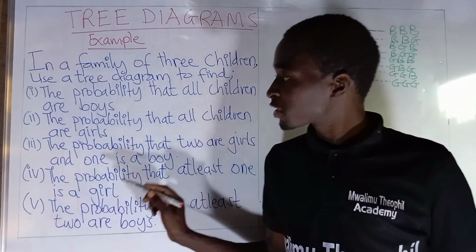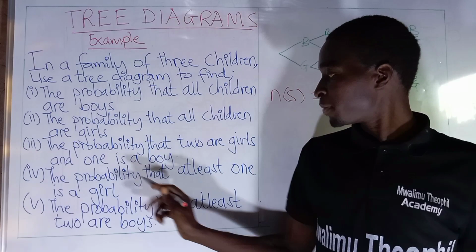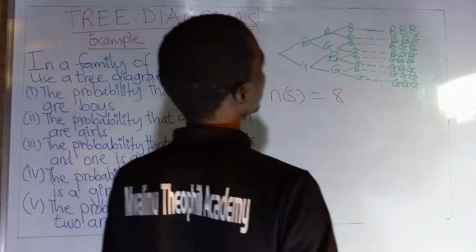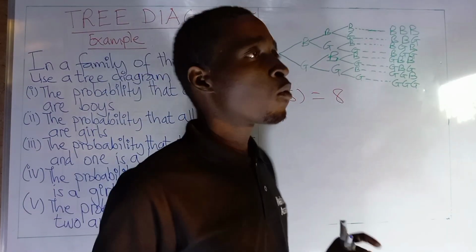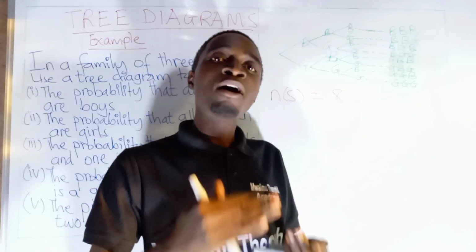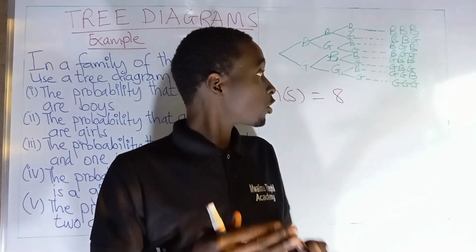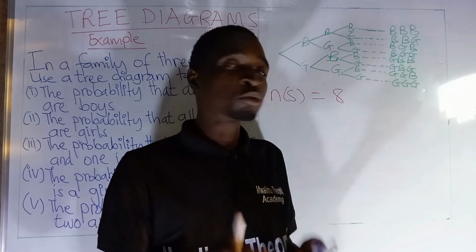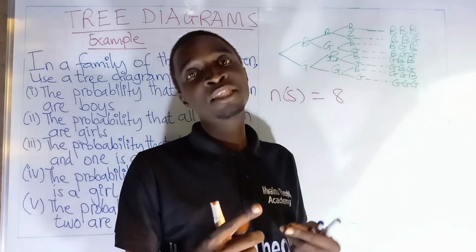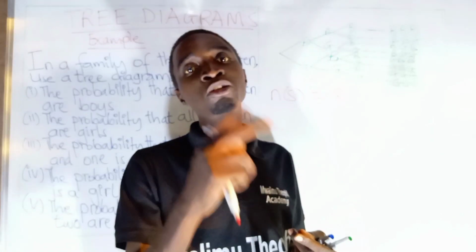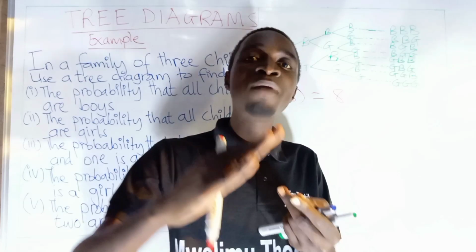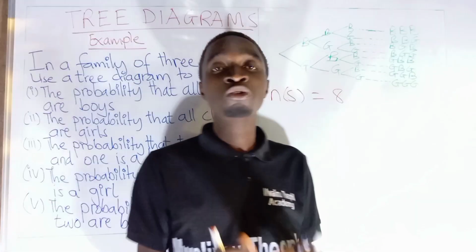Our fourth part of our question requires us to find the probability that at least 1 is a girl. At least 1 child is a girl. When we are told at least, it means that the number of children who are girls within this family should start from 1. It means that we may find a family has 3 children, but 1 is a girl, or 2 are girls, or all 3 are girls. Because when you speak about at least, it means that is the minimum number to start with when you take into consideration.